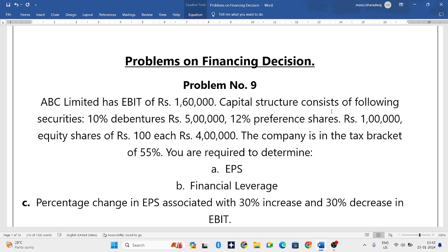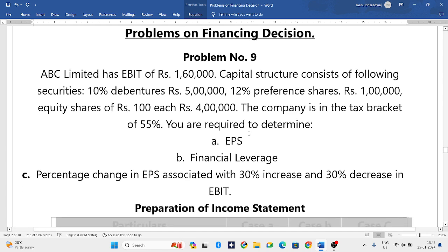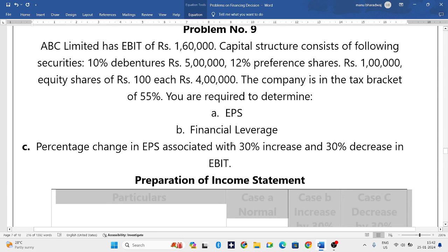The company is in the tax bracket of 55%. You are required to determine EPS, that is earning per share. Then financial leverages we have to calculate. Then percentage change in EPS associated with 30% increase and 30% decrease in EBIT. So directly they have given EBIT, so we have to start our problem from EBIT only.